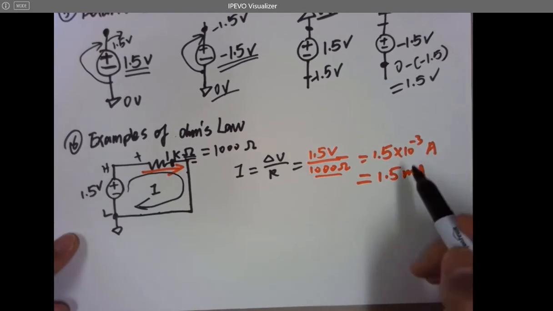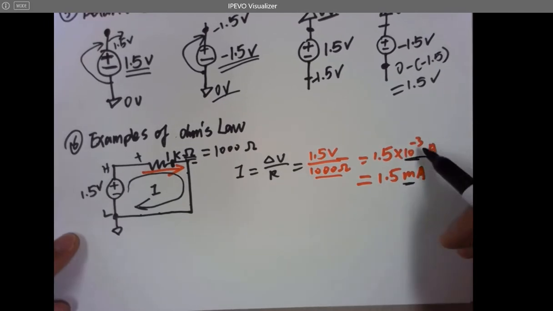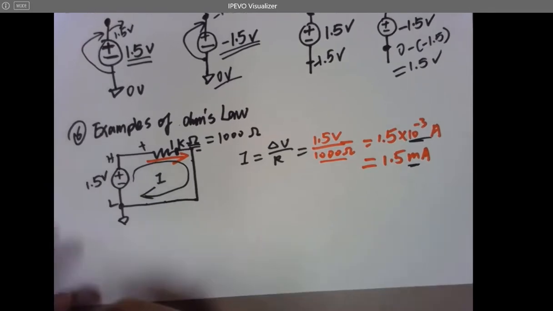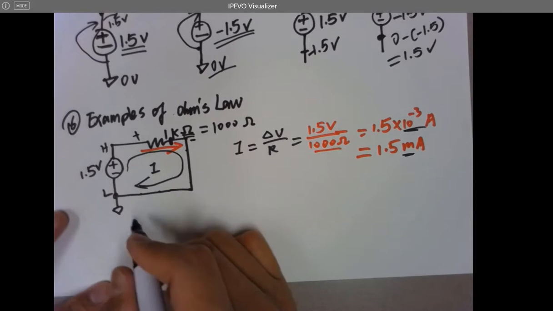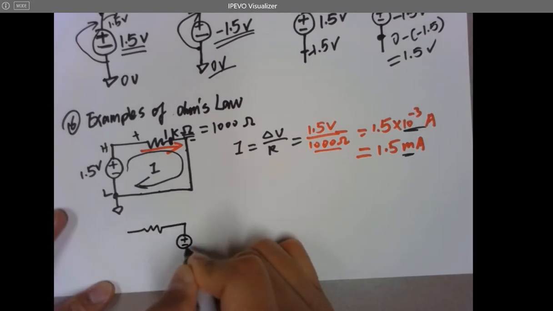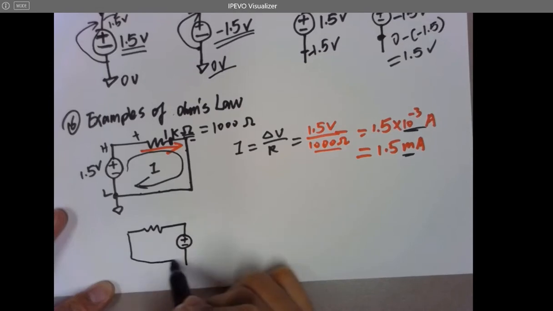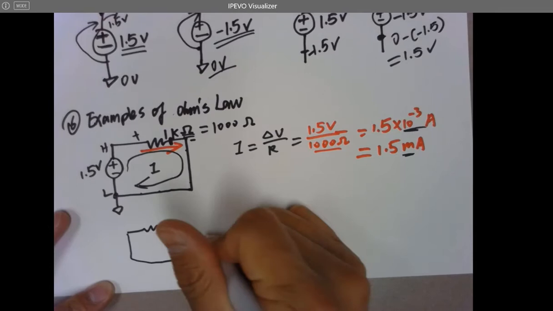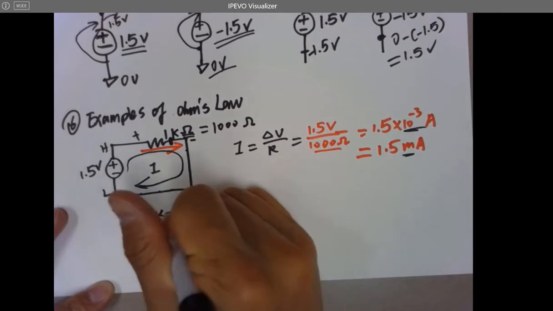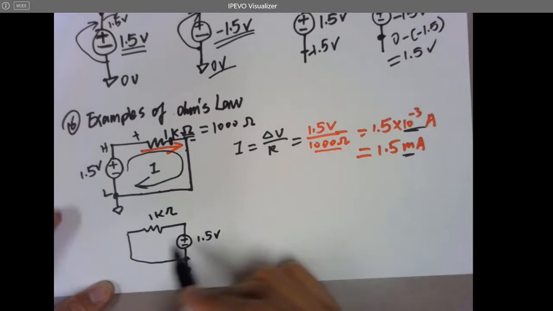Okay, so milli is 10 to the negative third. Keep in mind. So let's look at another example. So that's another resistor, a ground here, and this is a 1.5 volts power supply as well, and this is a 1 k ohms. And so that's another circuit.